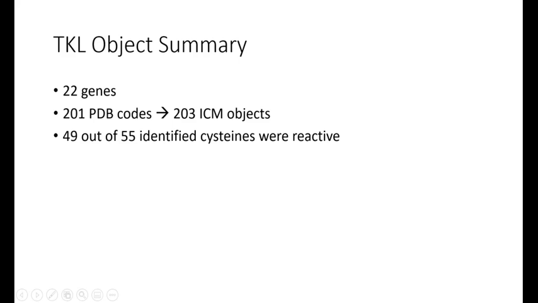There are 22 genes in the TKL group. 201 of the 203 PDB codes have been converted into ICM objects. 55 cysteine residues have been identified, and 49 were predicted to be reactive.